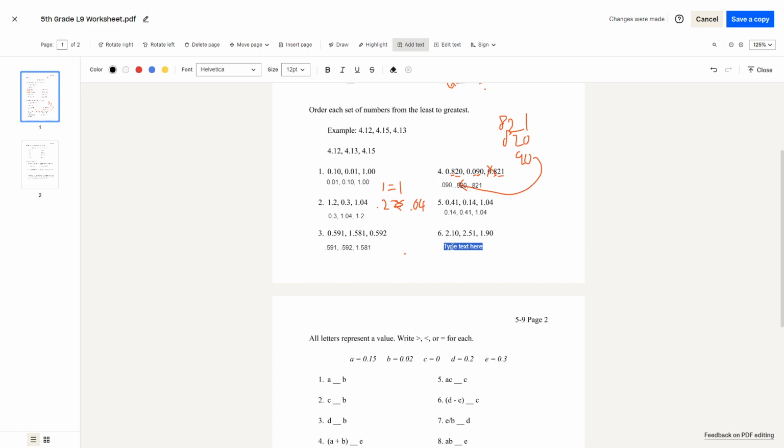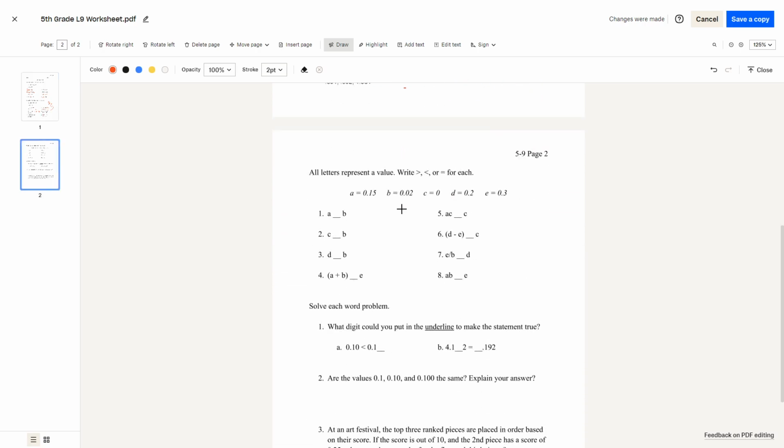Last question on the page. Here we have 2.1, 2.51, and 1.90. Smallest number is 1.90, then 2.1, then 2.51. As you know, I'm writing it as 2.1 and not 2.10 because you could substitute the 0 out for nothing and essentially remove that place value, making this number 2.1.